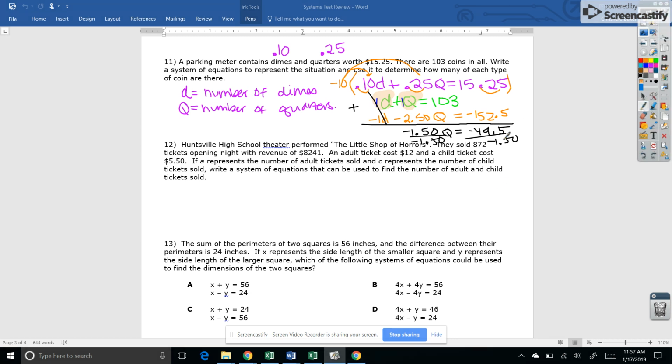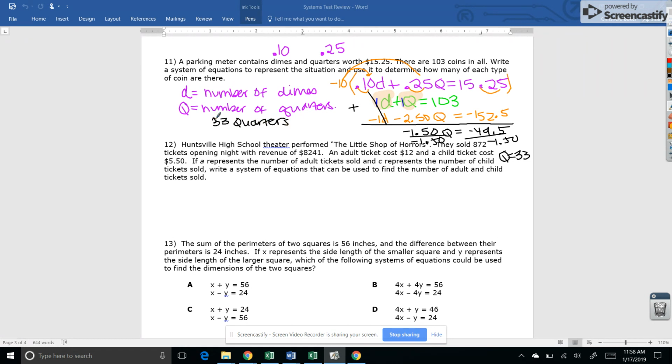So when we divide both sides by negative 150, we actually get that Q is equal to 33. Now we always write our answers in ordered pairs, but in a word problem, these actually have a lot of meaning. So Q is number of quarters. So we know we have 33 quarters.